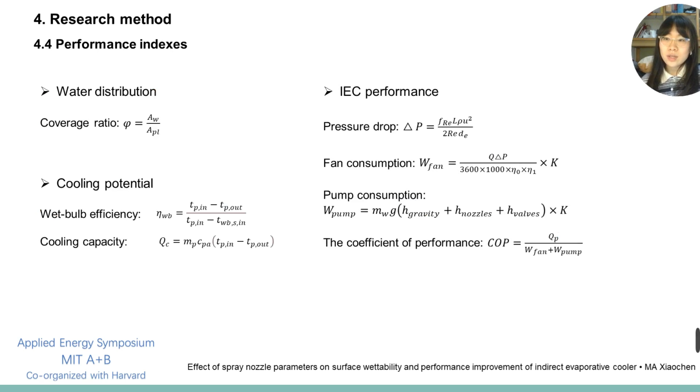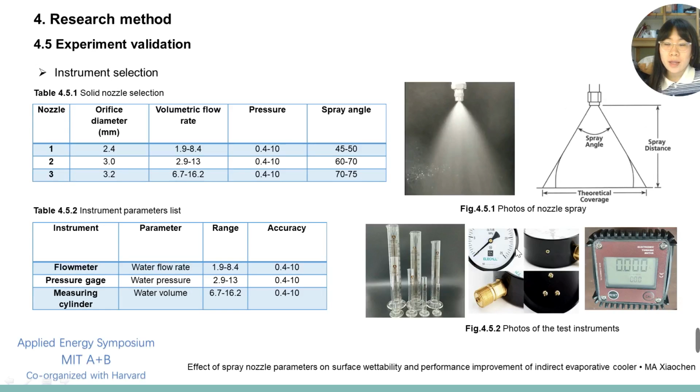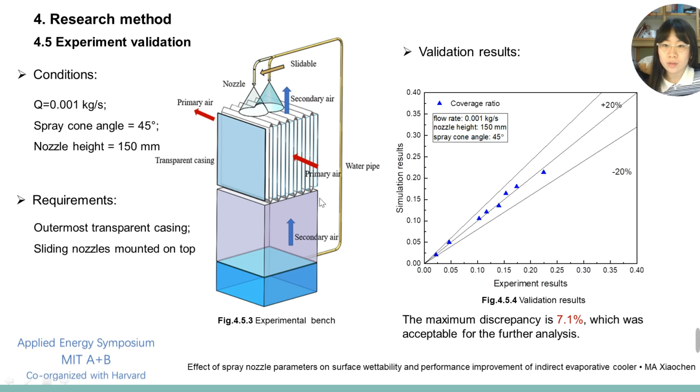Besides, in order to evaluate the performance, we should introduce different types of indexes, like water distribution, cooling potential, and IEC performance. And to support the validation work, the different types of nozzles and the test instrument were selected according to this table. And from this figure, we can see the experimental bench.